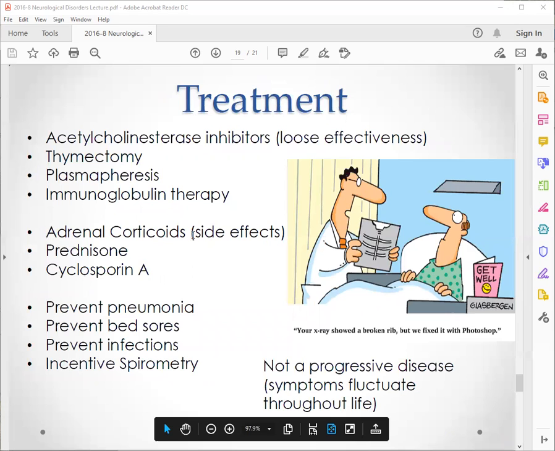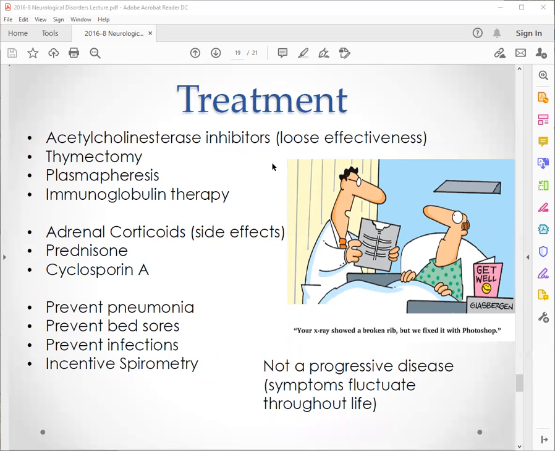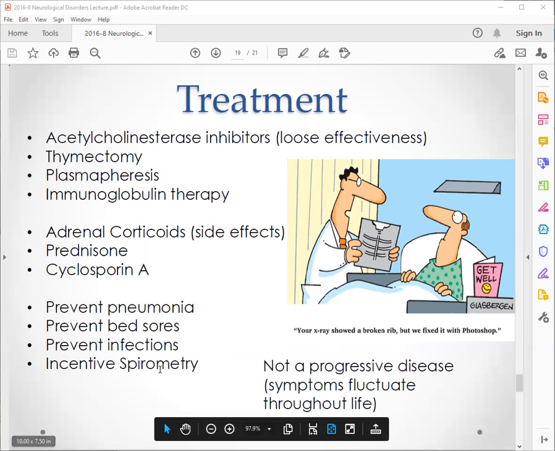The treatment, the acetylcholinesterase inhibitors, those might be effective initially, but oftentimes they lose their effectiveness. Thymectomy, plasmapheresis, or immunoglobulin therapy. Adrenocorticoids, oftentimes they have some side effects associated with them, prednisone, cyclosporin A. And also you want to prevent pneumonia, prevent bed sores, prevent infections, and initiate incentive spirometry.